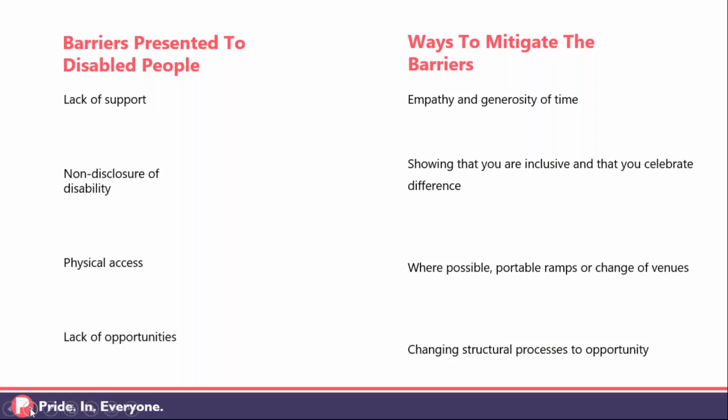And so the ways to mitigate that barrier, I would say, is changing structural processes to opportunity. By that, I mean structural processes might be, for example, in order to join our youth club, you have to fill in this application form this way by this time. That's a structural process. That's the way you structure your process. So by changing that structure and saying, okay, you don't have to do it like this, we can talk to you on the phone, or we can come and see you, or we can have an informal chat on the phone or whatever, means that you are opening those opportunities to everybody else.